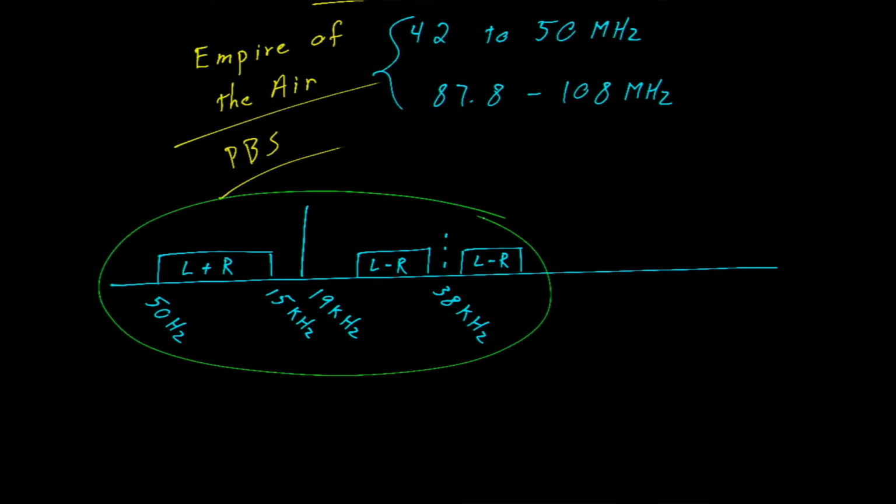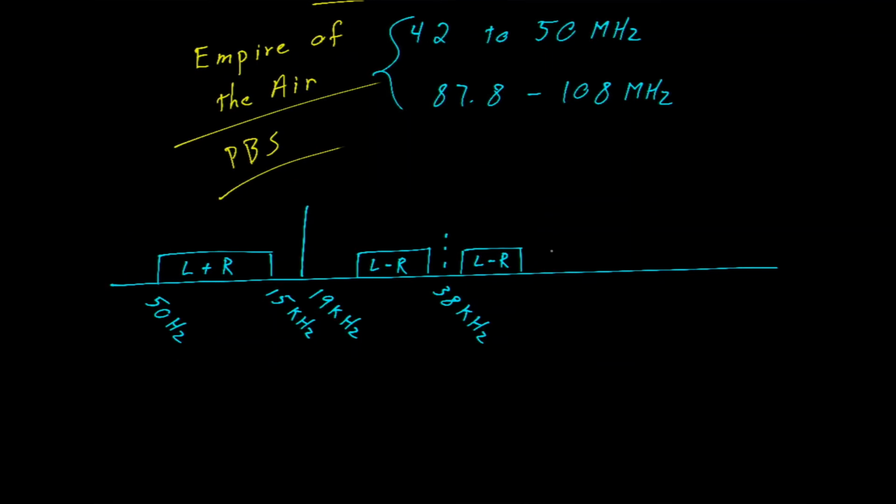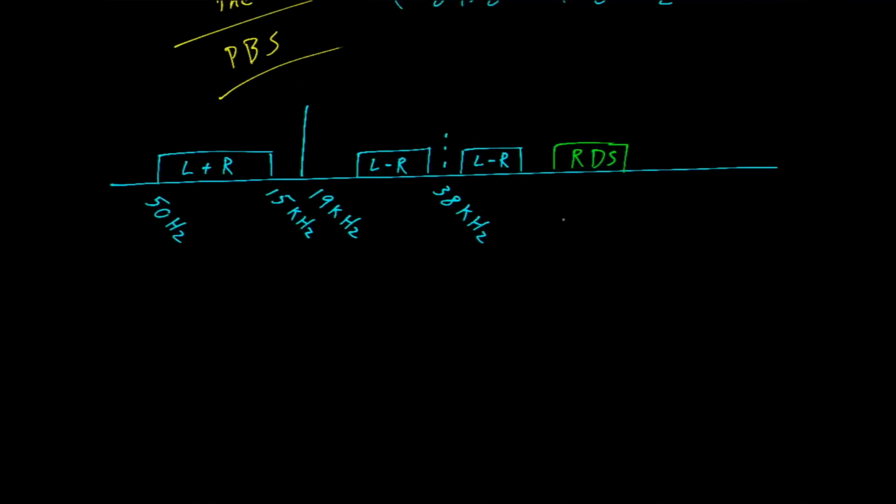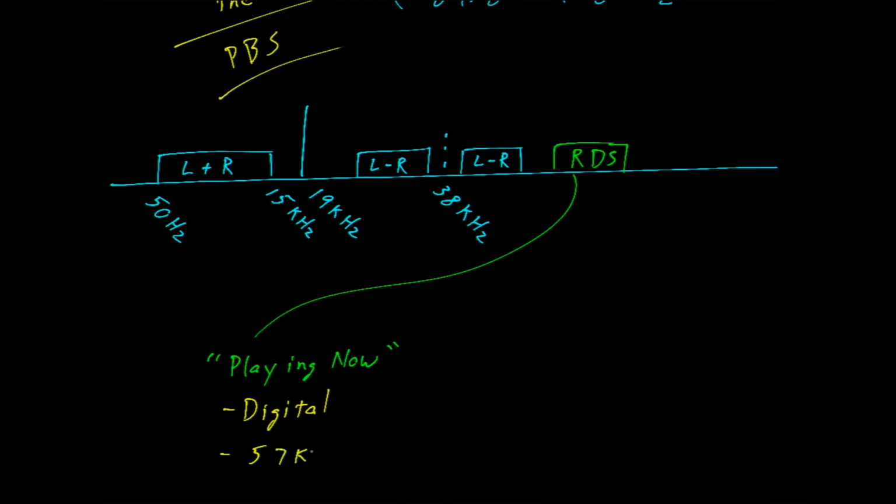By the mid-60s, certainly the early 70s, we had stereo information. But we're not done yet. We can keep on with this frequency division multiplexing and add something called RDS. Some of you may be familiar with that. If you have a car, you see that as the now playing. This is a digital data stream. And if you're curious, it uses a 57 kilohertz subcarrier.